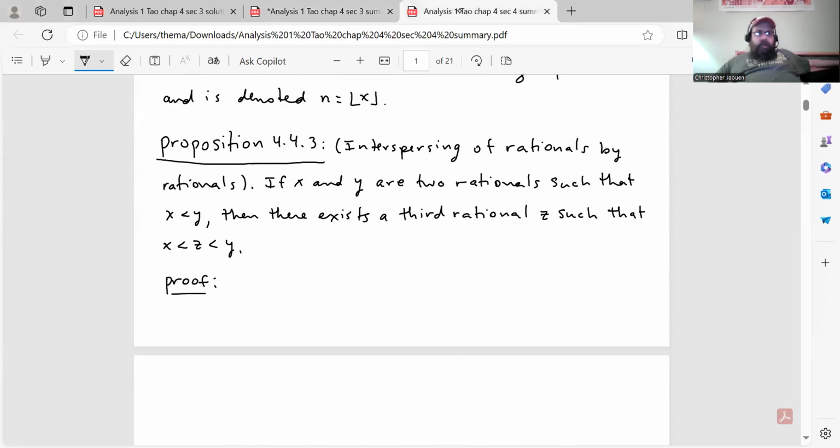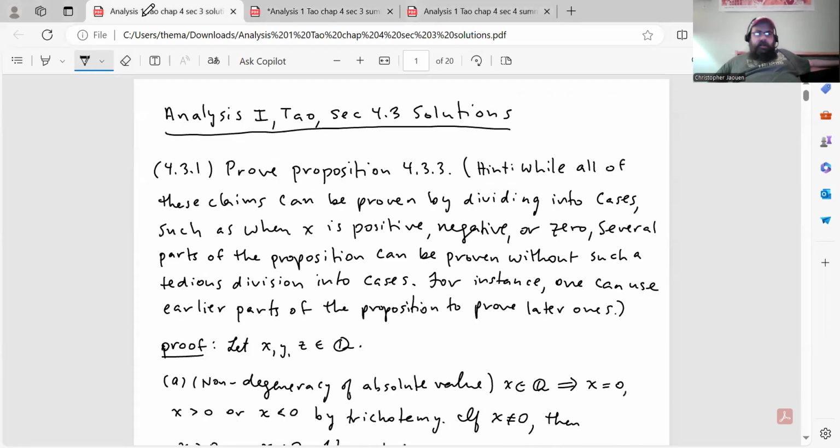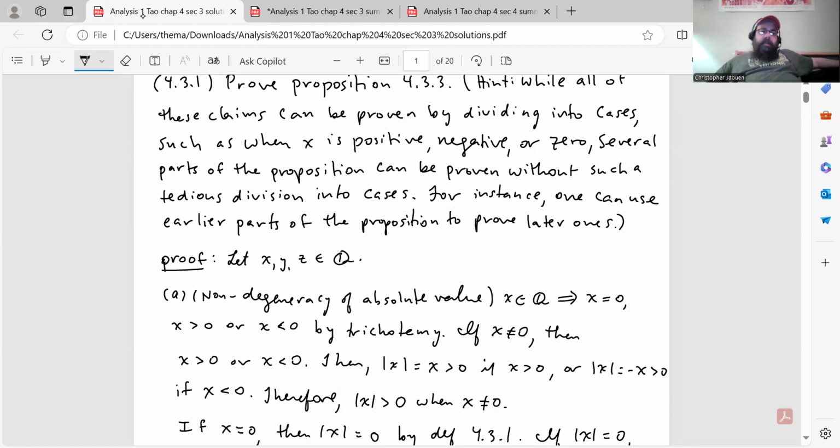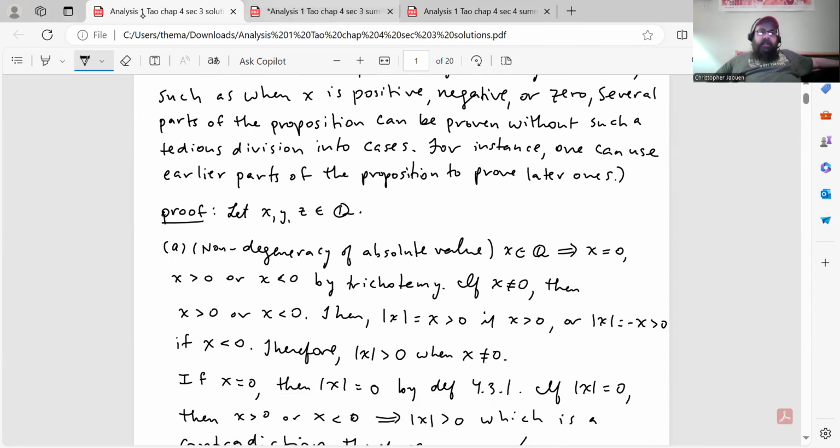So let me go read his hint here. While all of these claims can be proven by dividing into cases, such as when x is positive, negative, or zero, several parts of the proposition can be proven without such a tedious division into cases. For instance, one can use earlier parts of the proposition to prove later ones. All right, so let me read out what part A says, and then we'll prove it.